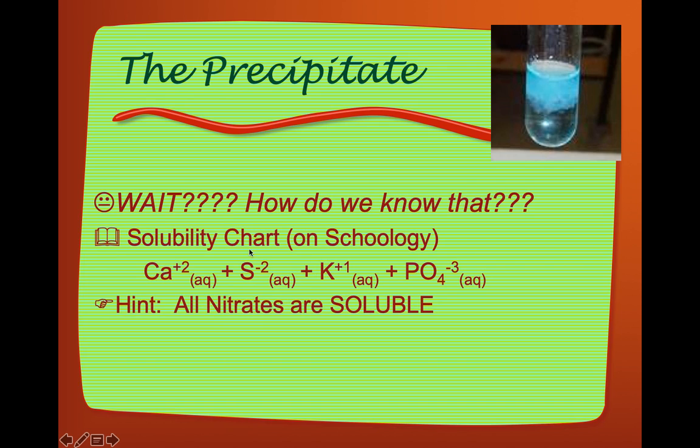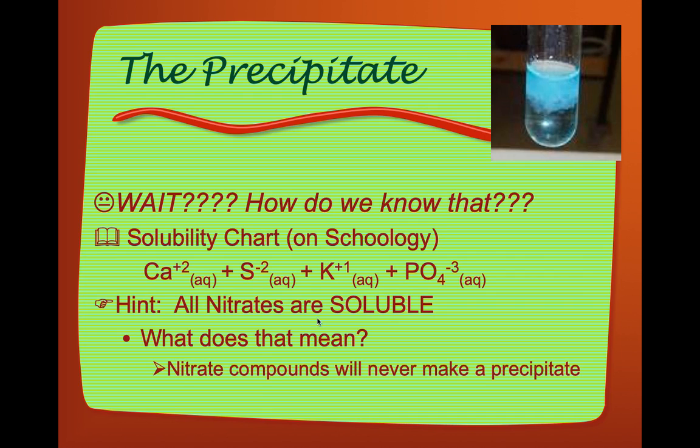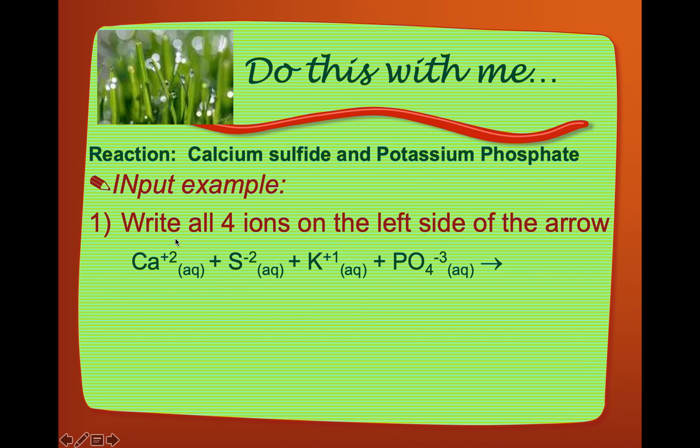A hint that I can give you: if you look on the solubility chart and find nitrate across the top and go all the way down the nitrate column, you'll see that every nitrate is soluble. So if one of these pieces had been a nitrate, we wouldn't even need the solubility chart, because we would know that the nitrate compound that was trying to be made would always be soluble. And just a clarification, what does soluble mean again? Does that mean it is the precipitate or not the precipitate? Think. Yeah, it means it's not the precipitate. Nitrate compounds will never make a precipitate. We don't have any known compounds with nitrate that are ever precipitates. They're always soluble.